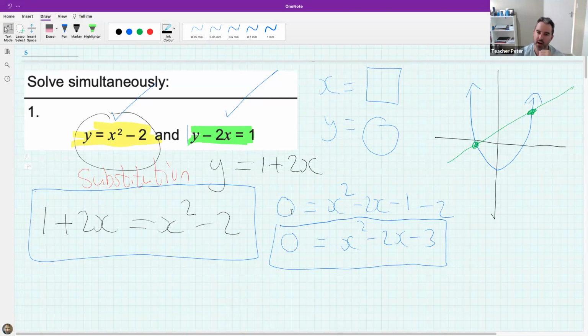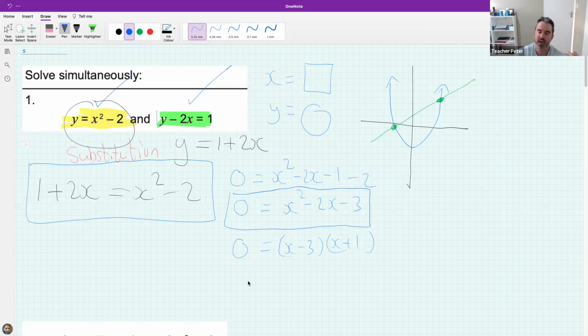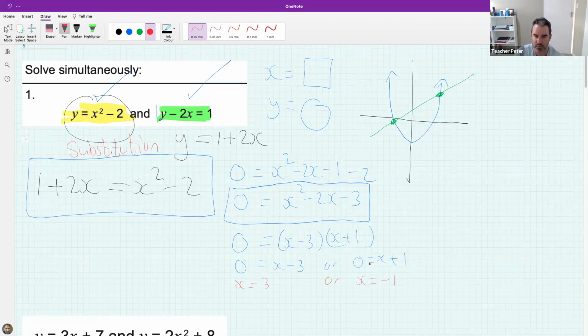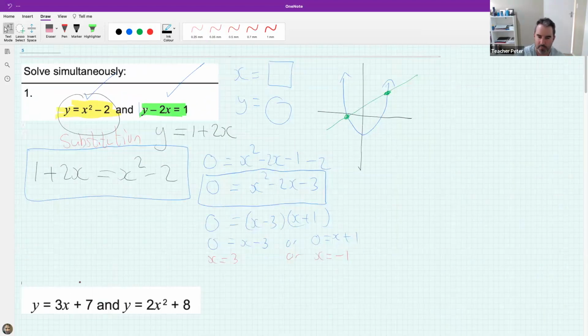Okay. So now we have to solve this quadratic equation. You can use a formula if you like the formula, or you can factorize it. I'm going to factorize it because it's not too difficult. So x minus 3 and x plus 1, in which case 0 equals x minus 3, or 0 equals x plus 1. And so x is going to be equal to 3, or x is equal to minus 1.